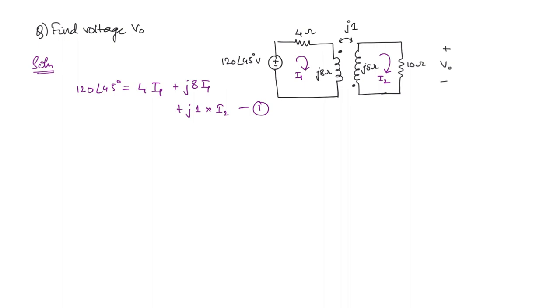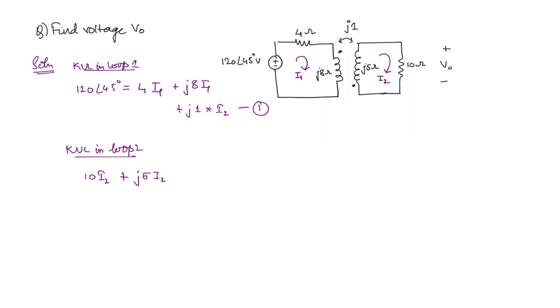Now the second equation, we are going in the clockwise direction. This is KVL in loop 1. Now we are finding out the KVL in loop 2. So 10 times I2 plus the self inductance is j1. It is flowing into positive, going in the same direction as the current. So what we are going to get is I2.